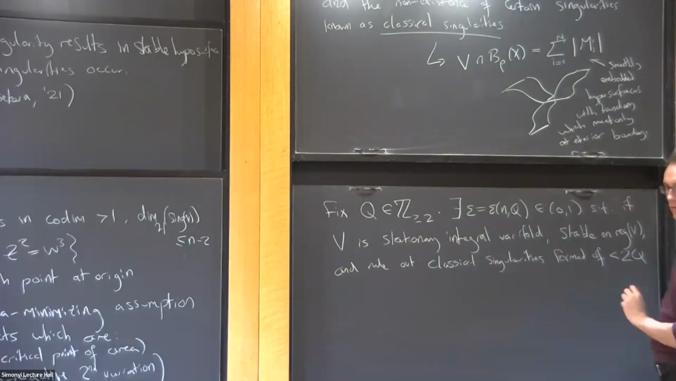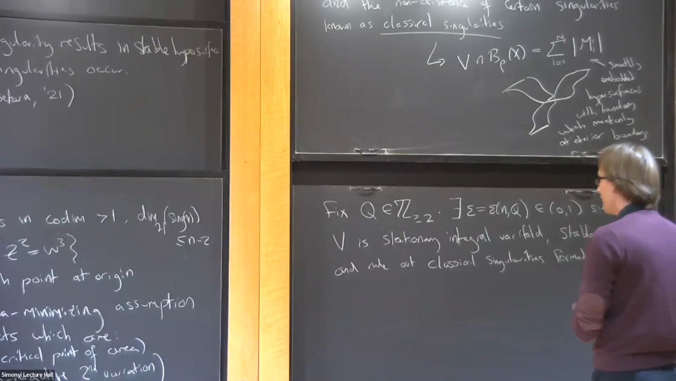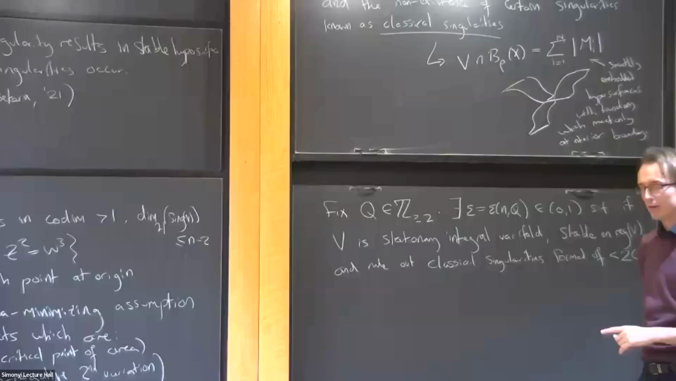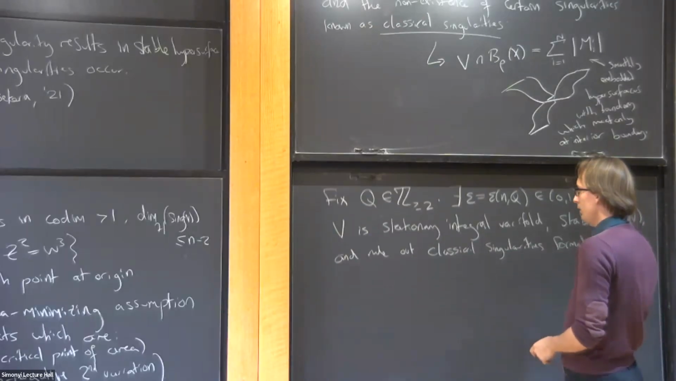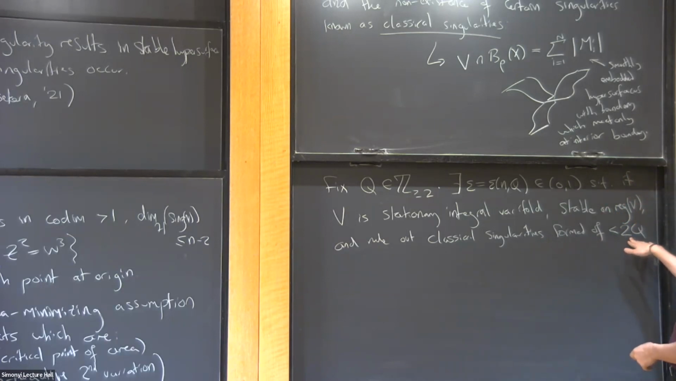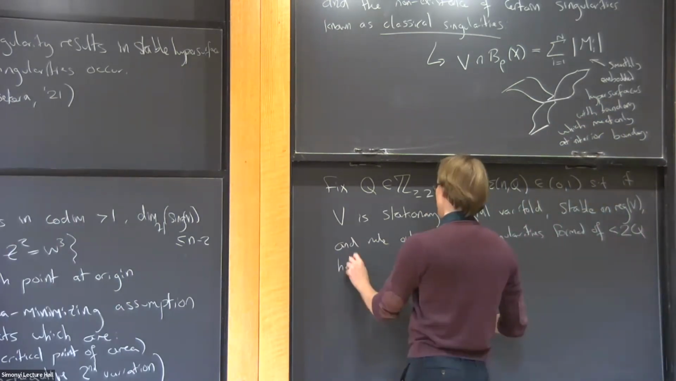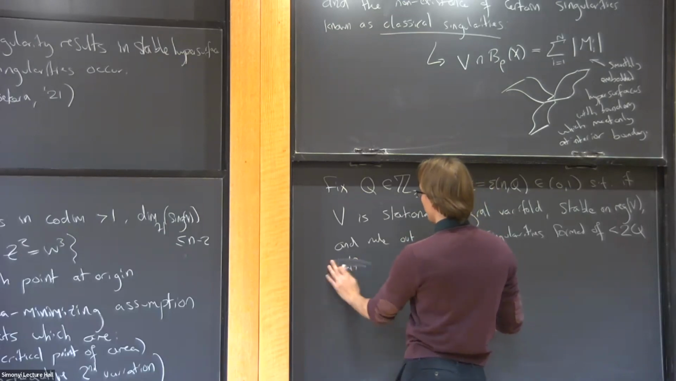Just one question. What's the codimension here? This is codimension 1, everything now is in codimension 1. So if you rule out classical singularities formed of, so this is morally Q hypersurfaces, but if you count them with boundary, it's 2Q. So 2Q half submanifolds with boundary, sorry.